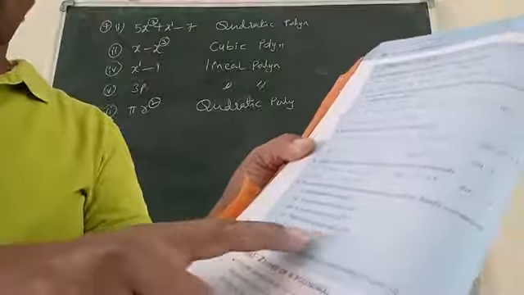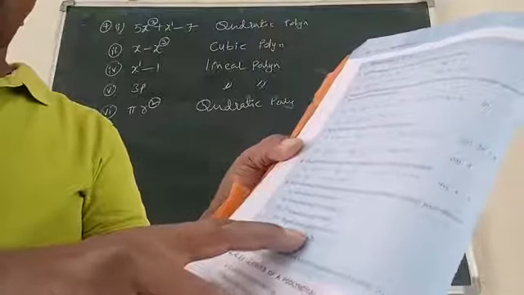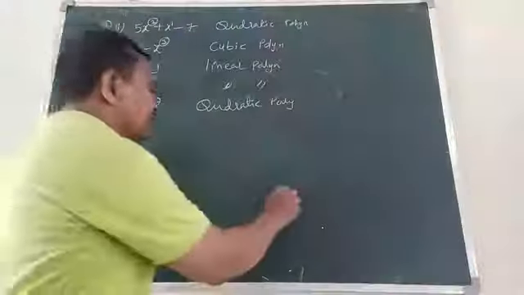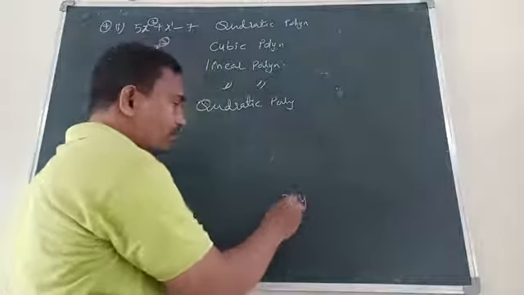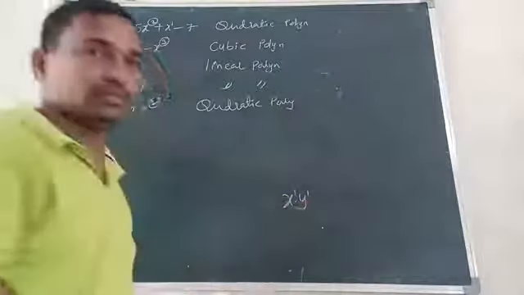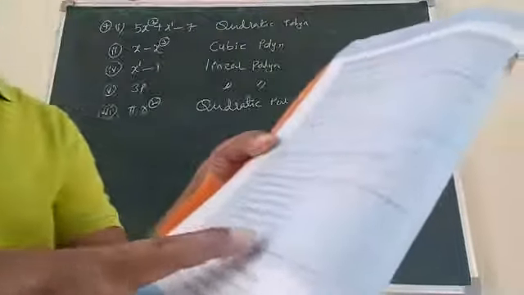Fifth one. The degree of this is 2. Yes or no? Yes. X power 2, y power 2, x into y. The degree of x into y means x power 1, y power 1. 1 plus 1, 2. Degree 2. So the fifth one is true.